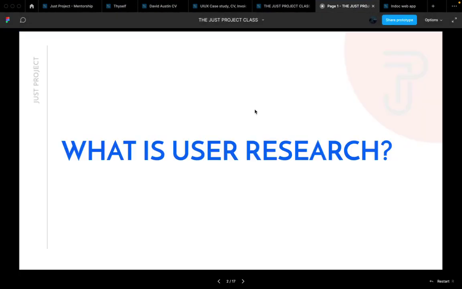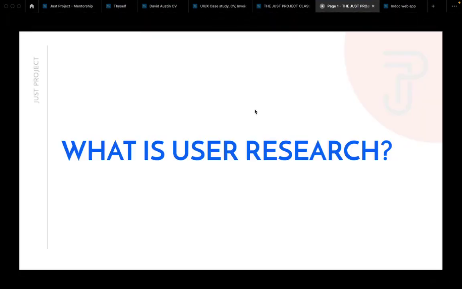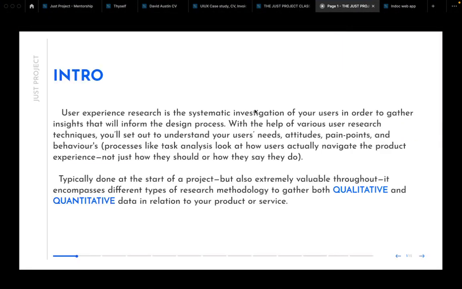So I will start with what is user research. Don't worry if you can't flow with the slides. The slides will be provided to you on Slack, in the resources channel, so you can read after the class today. So user research basically is an investigation of users in order to gather insights to inform the design process. User research is one of the design processes.